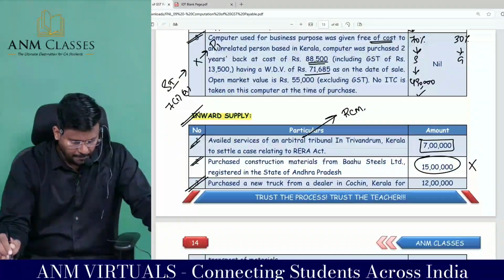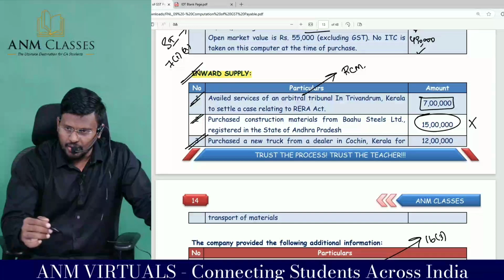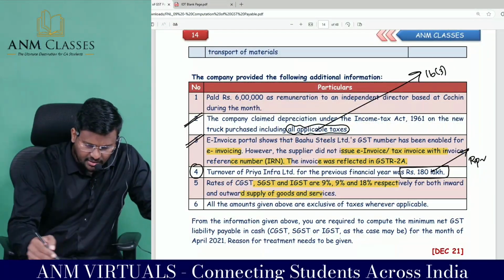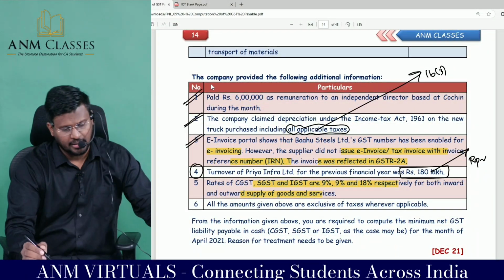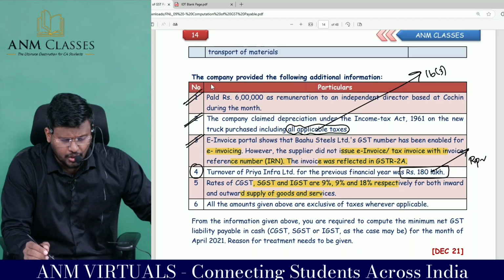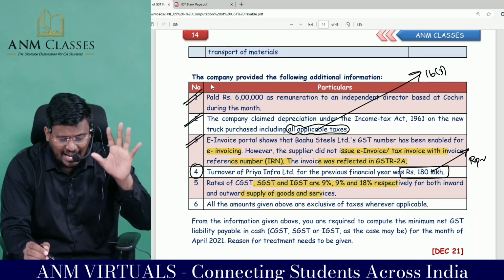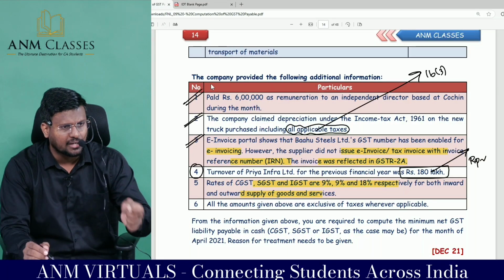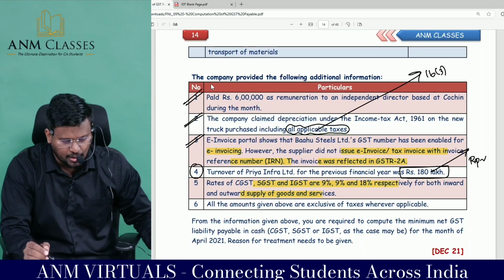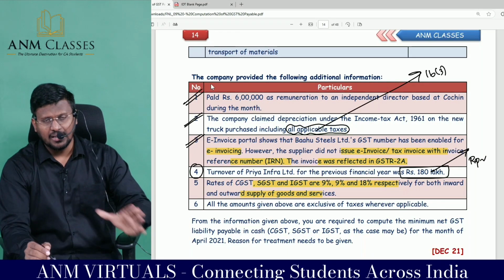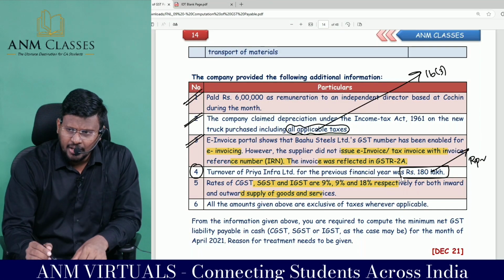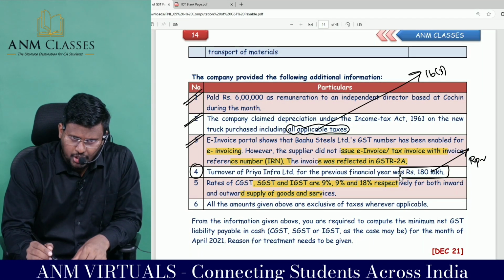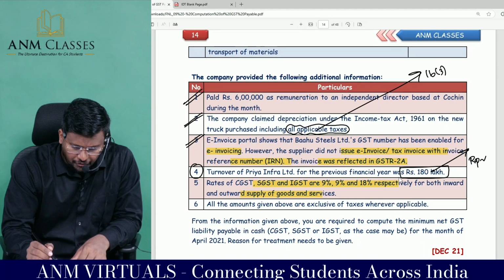Coming to the next point. That's it. All the inward supply we have done. Sir, any notes we have missed, we will read. The company provided the following additional information. Paid 6 lakh as remuneration to an independent director based at Cochin during the month. Sir, they are not dependent directors. If they are dependent directors, it will be covered in Schedule 3, neither supply of goods nor supply of services.